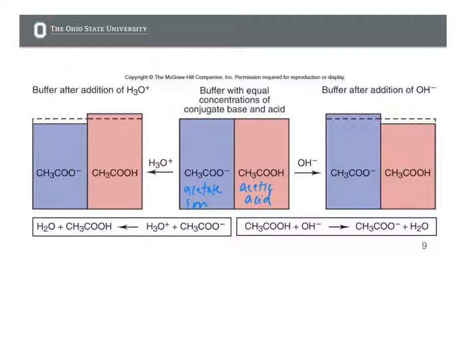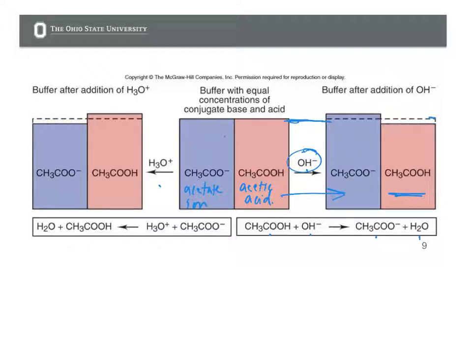When we add hydroxide to solution, acetic acid is going to react with hydroxide. The concentration of acetic acid is lowered. The dotted line represents where we were. And the concentration of the acetate increases. So the acetic acid plus hydroxide forms the acetate ion and water.